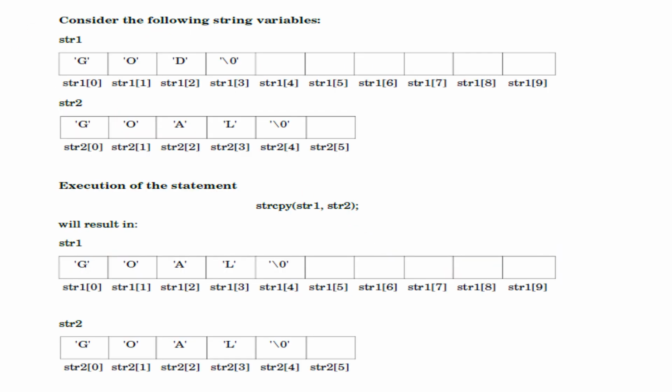Let's consider another example. Here two string variables are given, str1 and str2. str1 holds the string gold, the null character indicates the string is over. str2 holds the string gold, then null character. Consider the execution of the statement STRCPY within the simple parenthesis str1 comma str2 then a semicolon. Here str1 is the destination string and str2 is the source string.